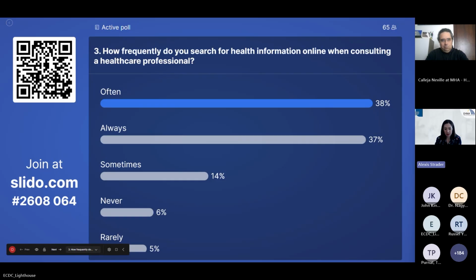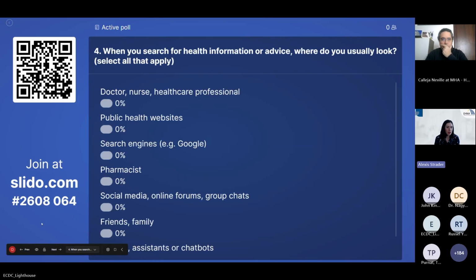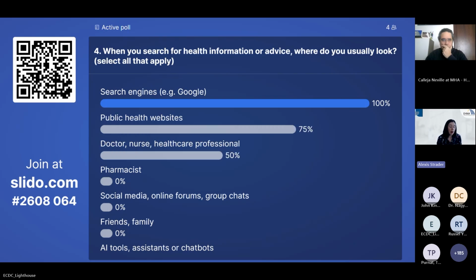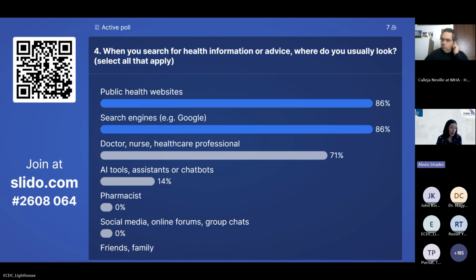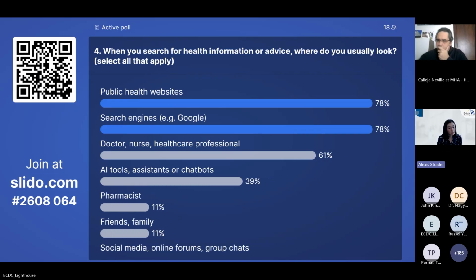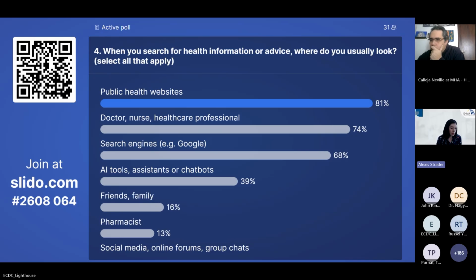So take a few more moments to fill that out, and then we'll move on to our next question, the fourth question. So when you search for health information or advice, where do you usually look? And you can select multiple answers for this one. So when you're looking for health information, is it your healthcare professional, doctor or nurse? Is it public health websites, AI tools or chatbots? So are you asking ChatGPT or Siri? Or are you asking friends and family? Are you talking to your local pharmacist maybe? Yeah, who are you consulting? We want to know.